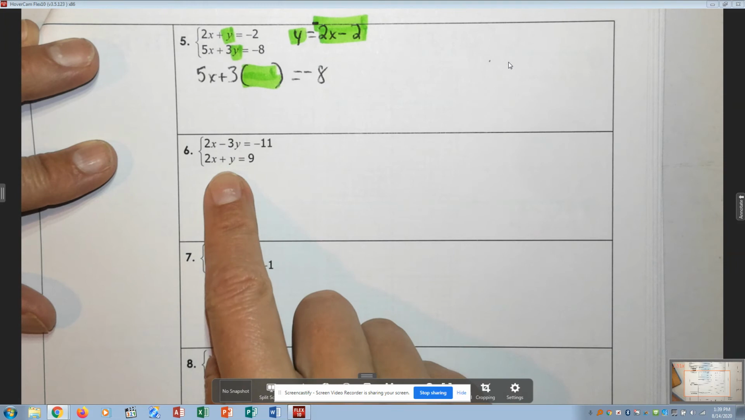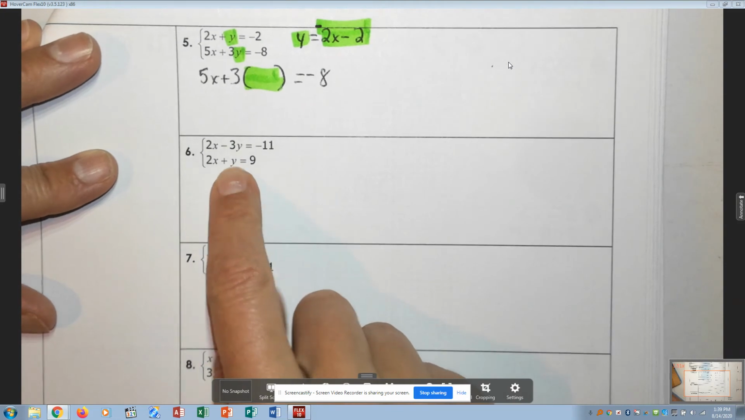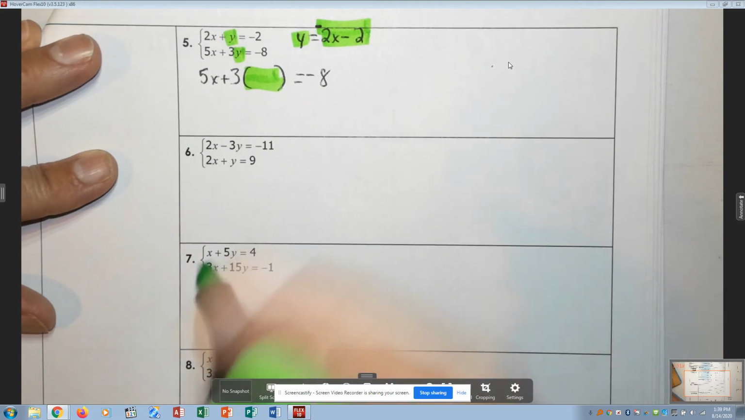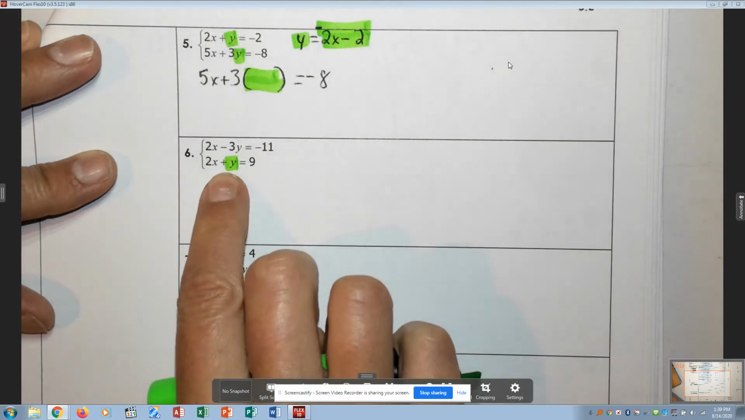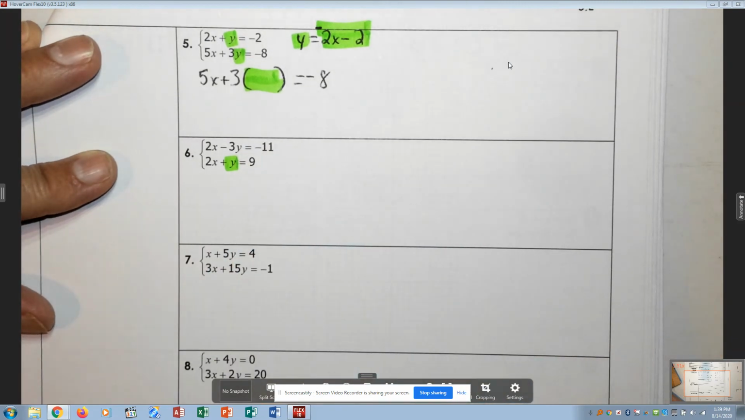For number 6, my naked variable is the y again. So I'm going to solve for that y. So I have to subtract 2x from here.